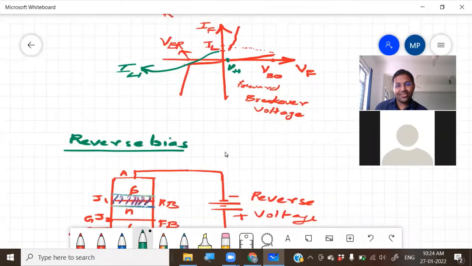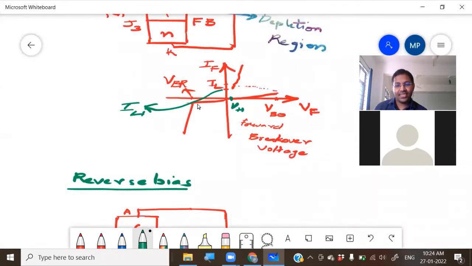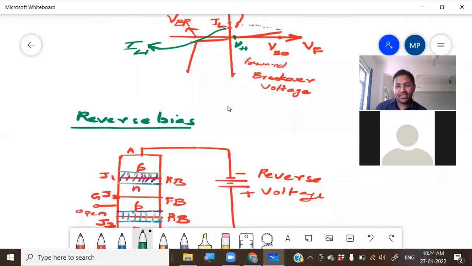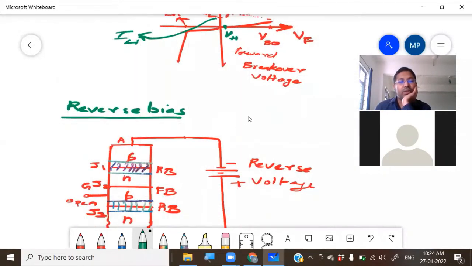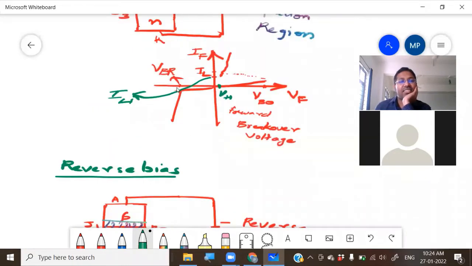When we gradually increase the reverse voltage, because you have reverse biased junctions, the current is negligible. But at one point the junction breaks down, through the avalanche breakdown, the same mechanism responsible in an ordinary PN junction diode. The voltage at which the two junctions break down is the reverse breakdown voltage, represented by VBR.